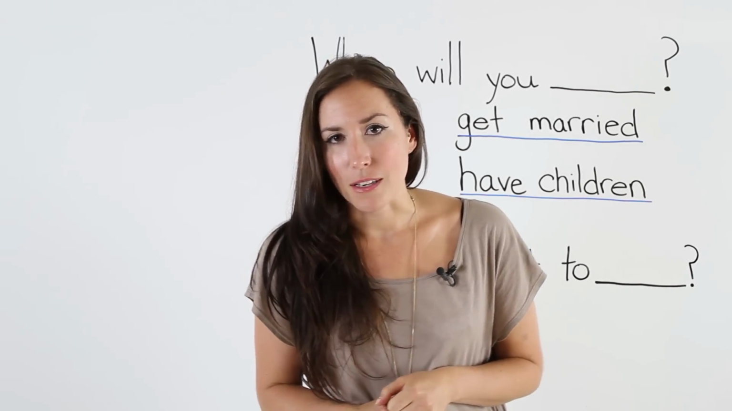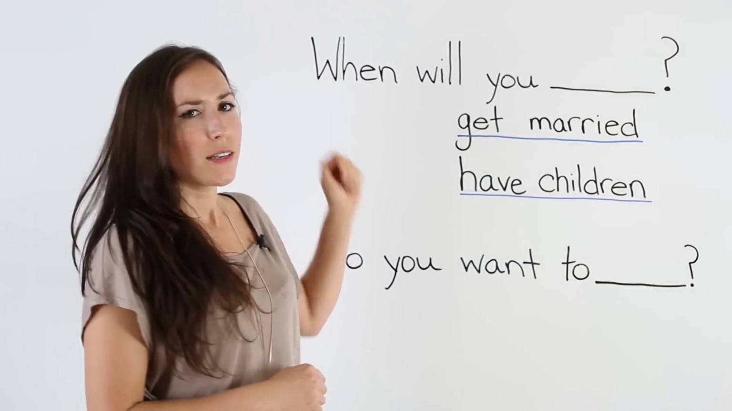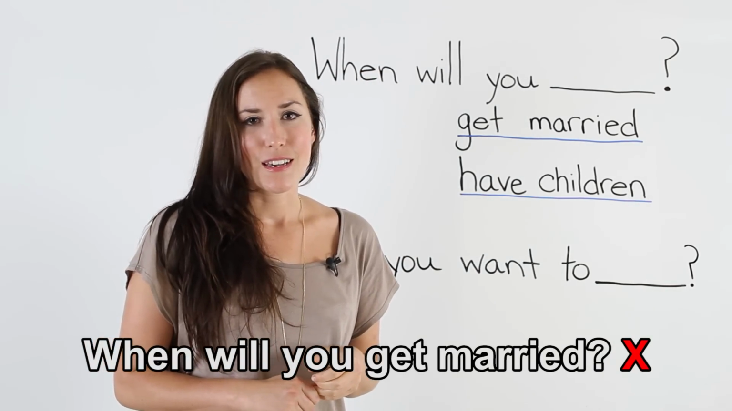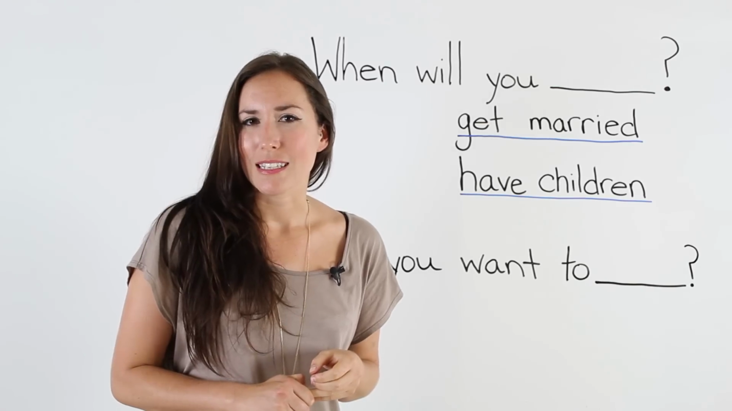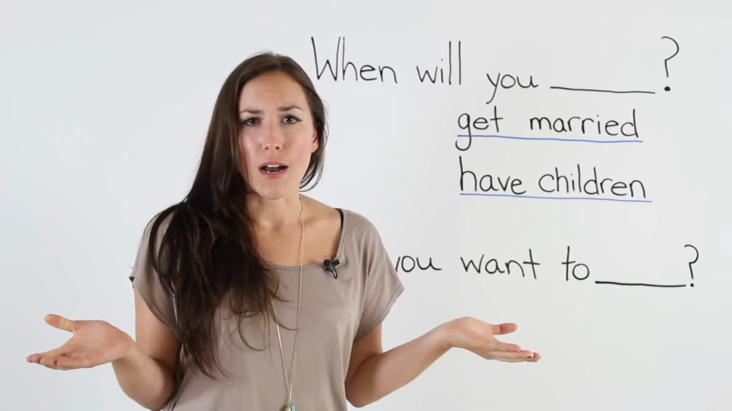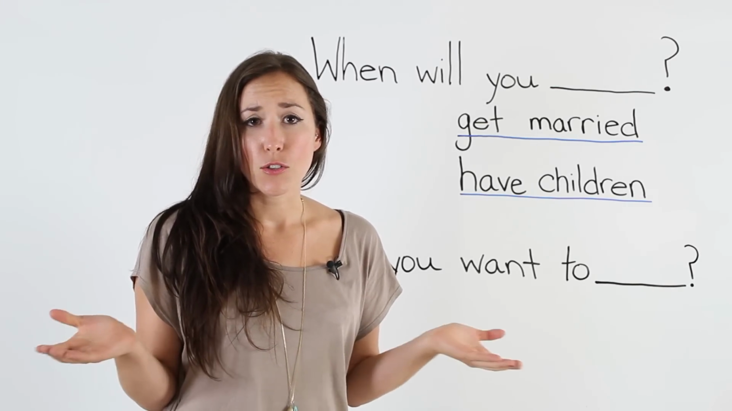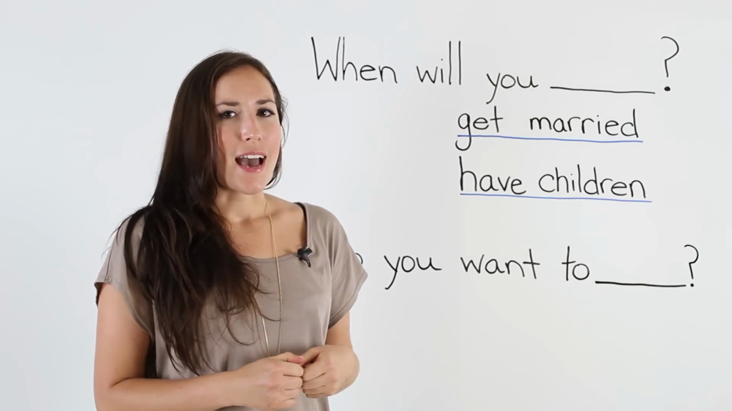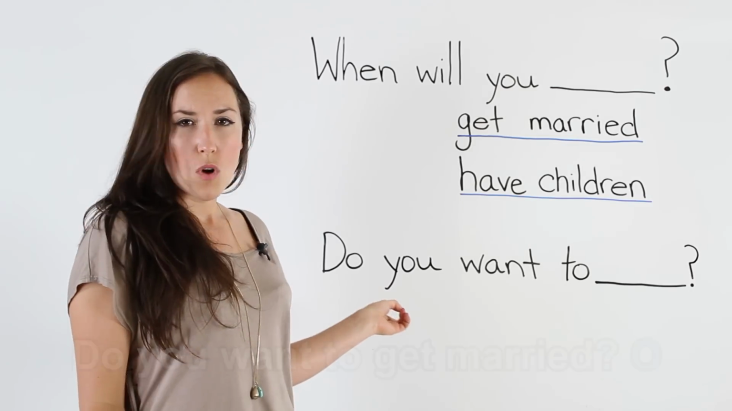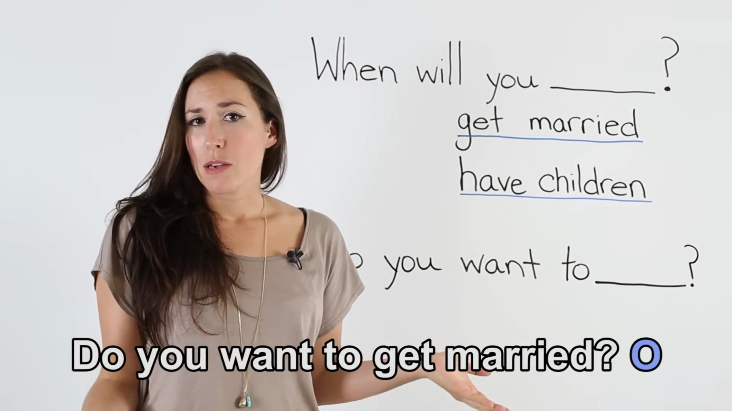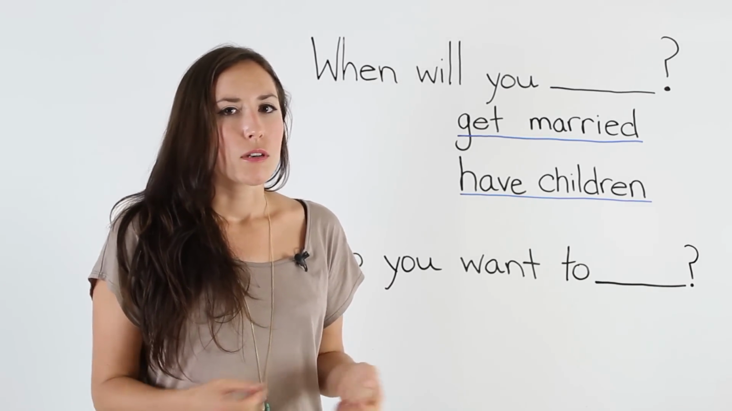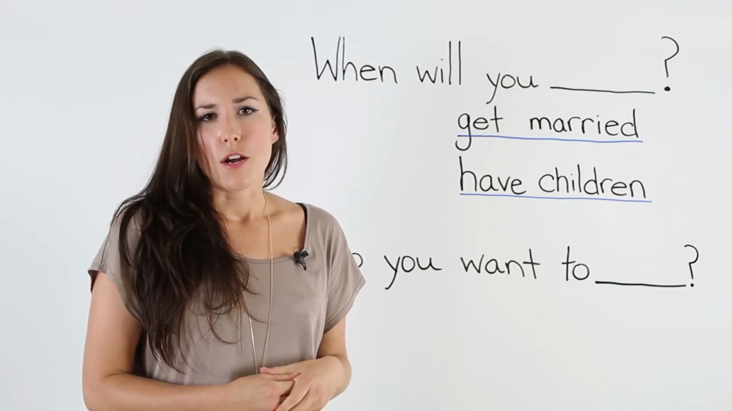So they ask me, when will you get married? This is not a nice question. This sounds like I'm too late to get married, or why am I not married already? You're too old. That's why I don't like it. So there's a nicer way to ask. Do you want to get married? Because maybe I don't. Or maybe I'm waiting. Maybe I'm in school. There are many reasons.